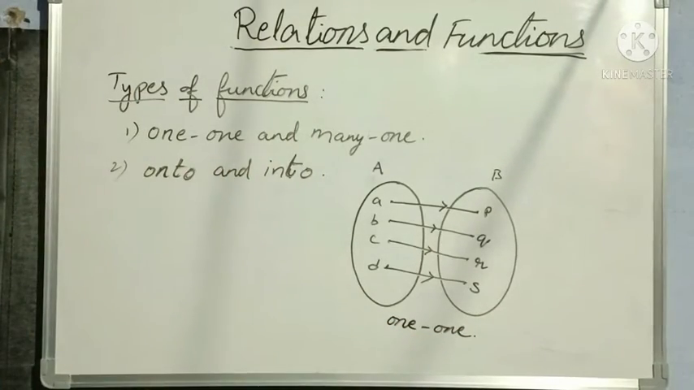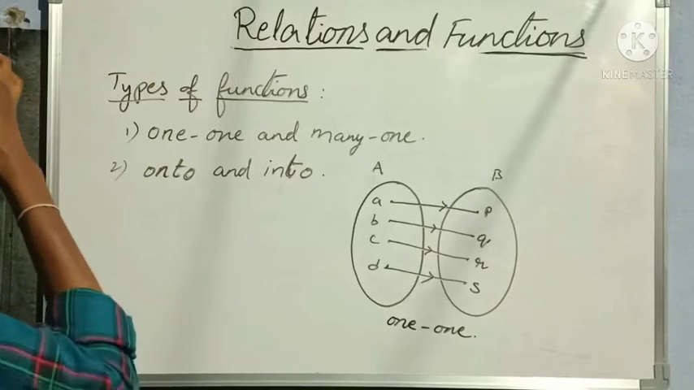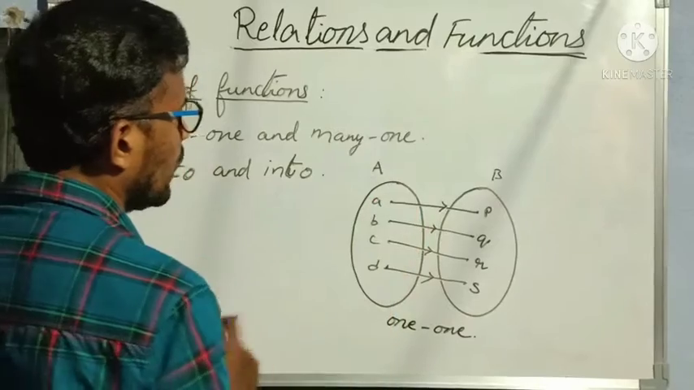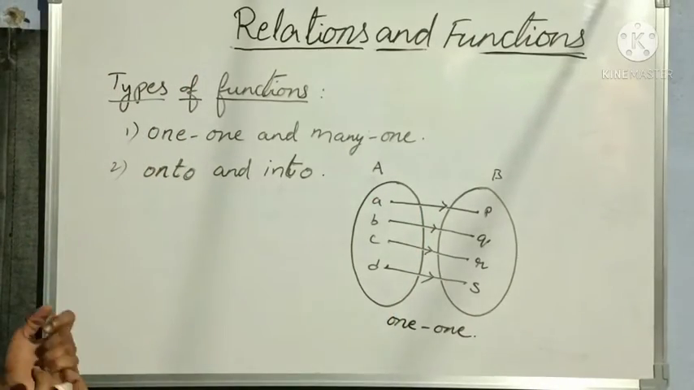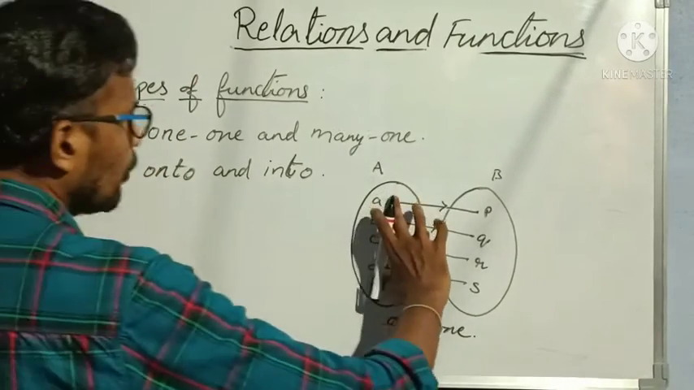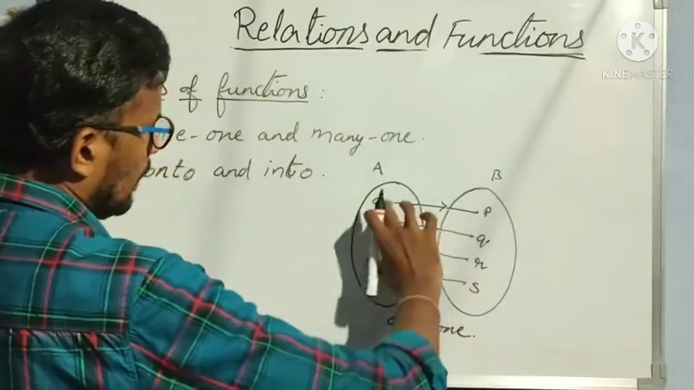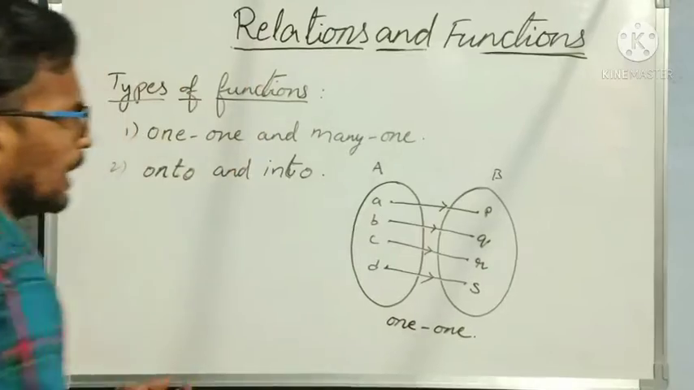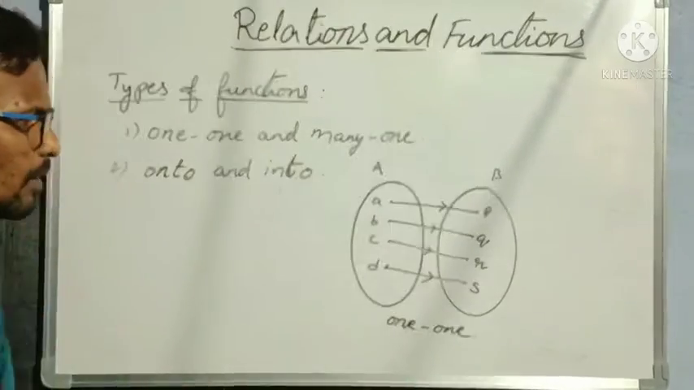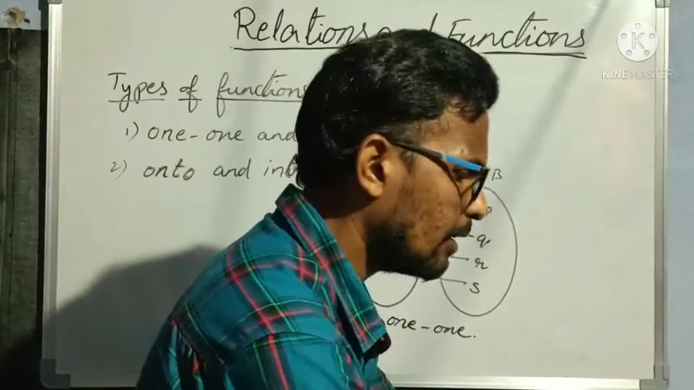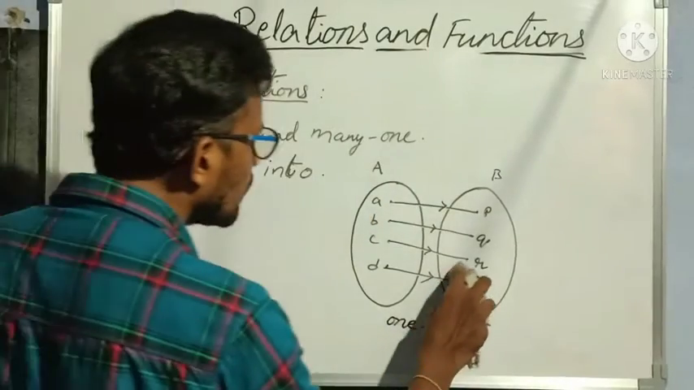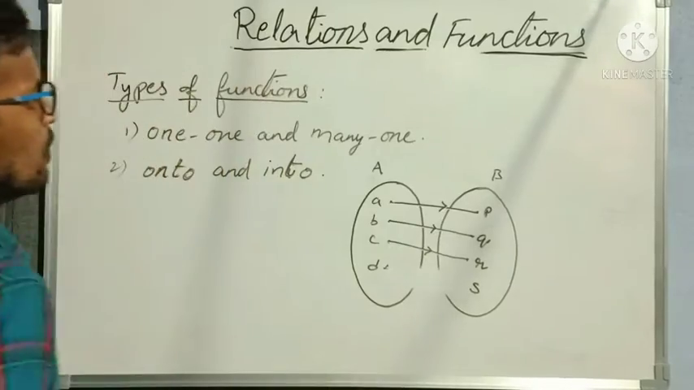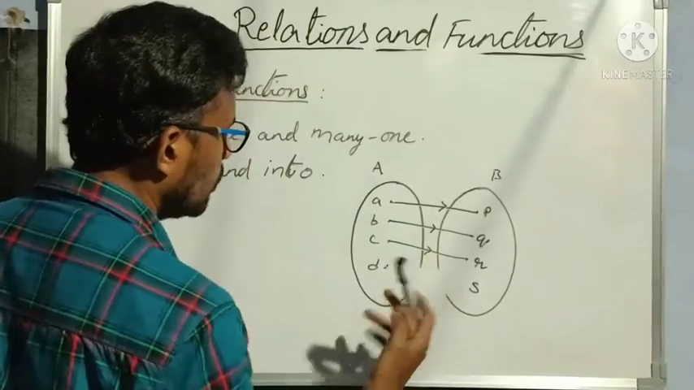Understood everybody? When can you say that this function is one-to-one? Anyhow we know that every element of A should be mapped, then only we can say it is a function. So here 4 elements are there, here also 4 elements are there, and every element is mapped to a different element of B. So this function is a one-to-one function. Next, let us see the many-to-one function first.